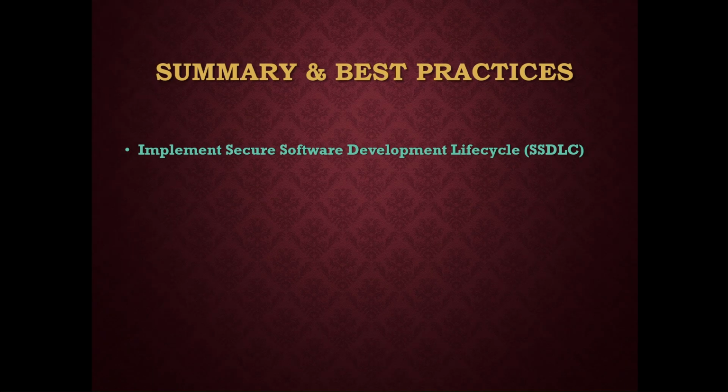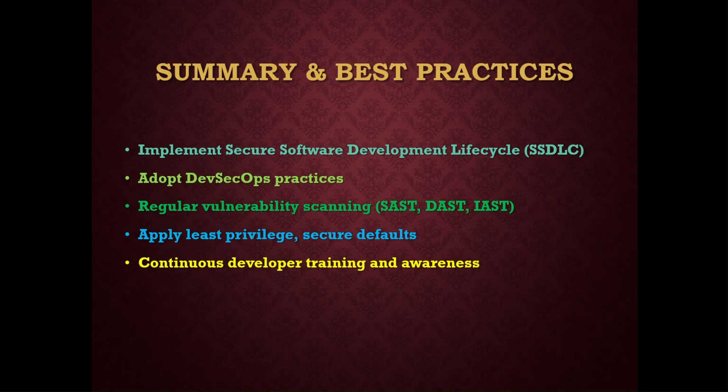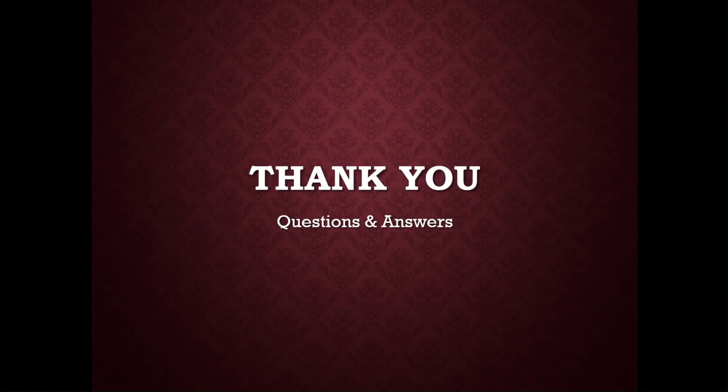Implement the secure software development lifecycle, SSDLC. Adopt DevSecOps practices. If you are using a DevOps environment, then move from DevOps to DevSecOps practices. Regularly monitor vulnerability scanning using SAST, DAST, IAST, or SCA methods. Apply least privilege and secure defaults. Continuous developer training and awareness. Continuously give training to developers and awareness to everyone.